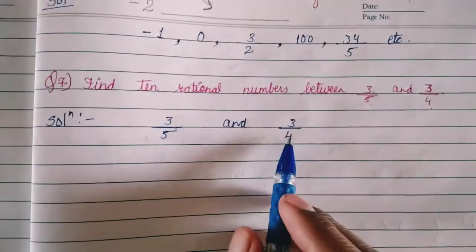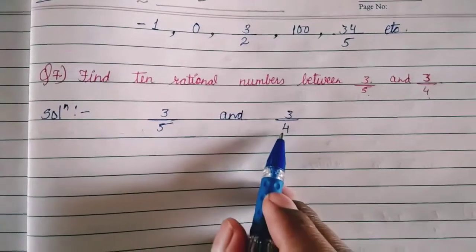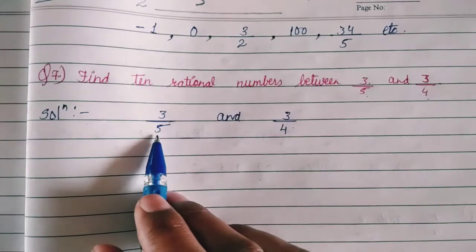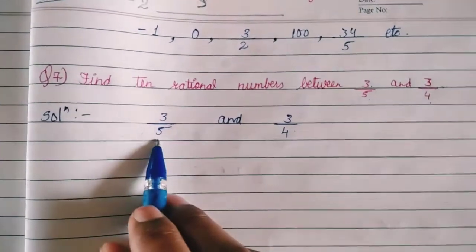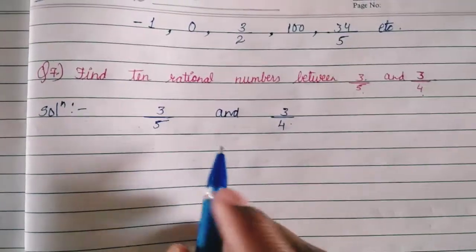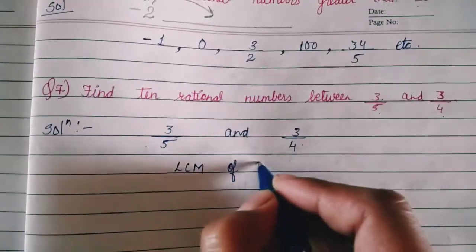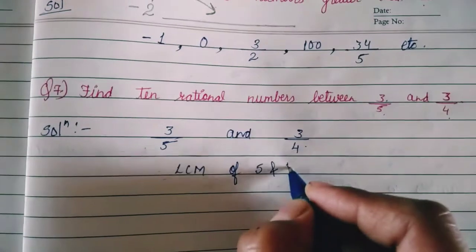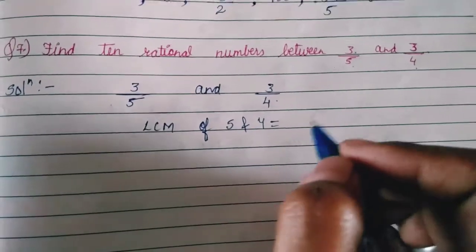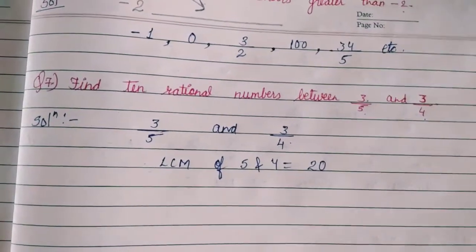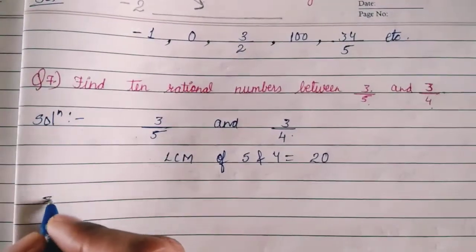Simply we can see the denominators of both numbers, 3/5 and 3/4, are 5 and 4. Both are different from each other. So we will take the LCM of the denominators 5 and 4, which gives us 20. Okay, we will convert the denominators into the same one.